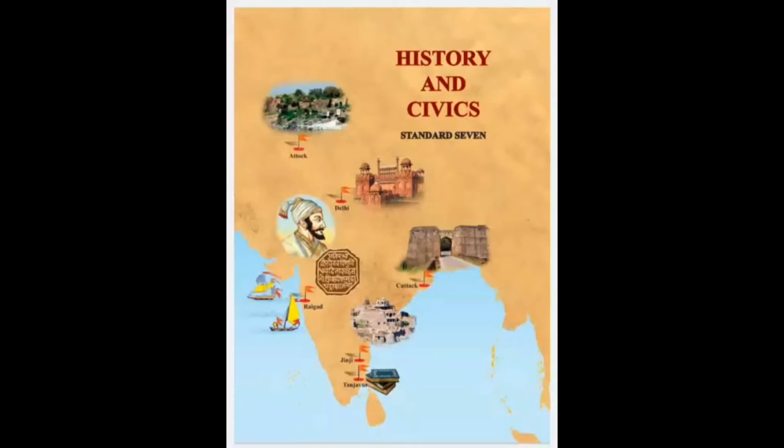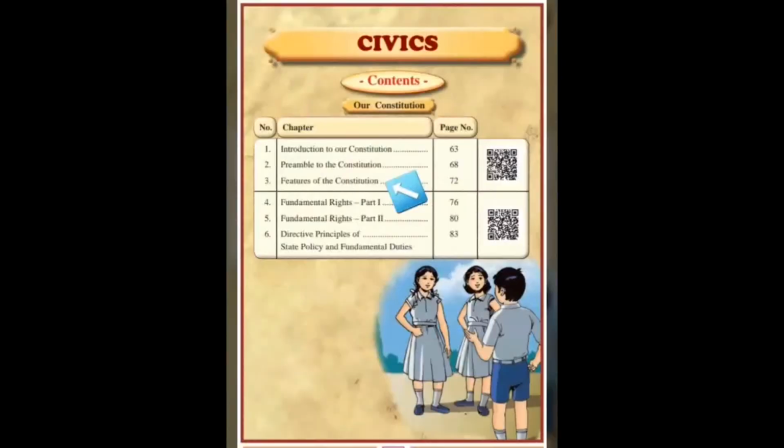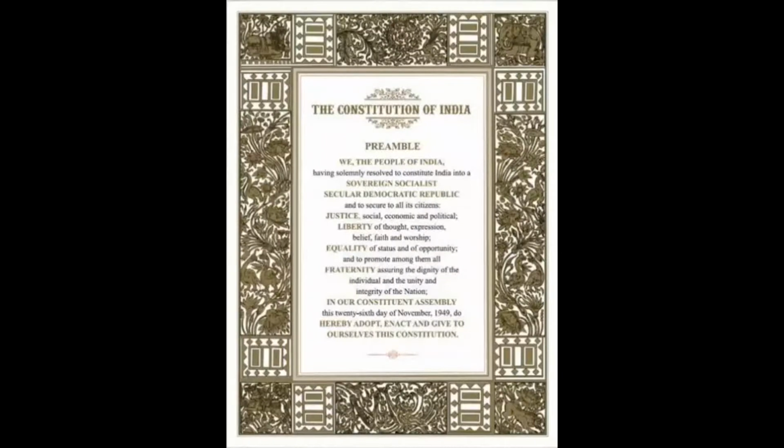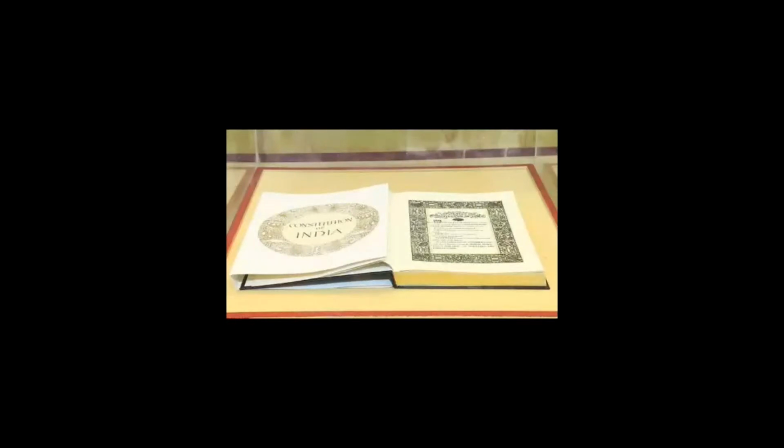Good morning students. Today we are going to start with Standard 7, Civics, Chapter number 3, Features of the Constitution. In the last two lessons, we studied how our Constitution was made. We studied its preamble and understood terms like sovereign, socialist, secular, democratic, republic. The goals expressed in the preamble are the characteristic features of our Constitution as well. Apart from this, the Constitution also has other features. We shall try to understand these in the present chapter.